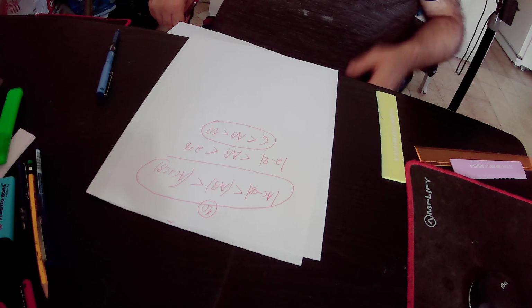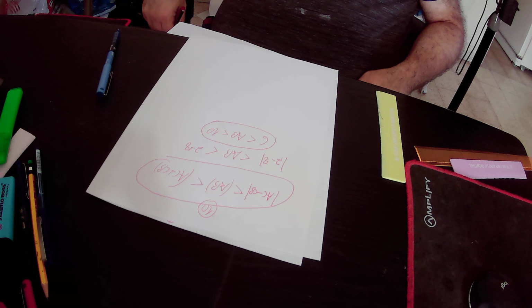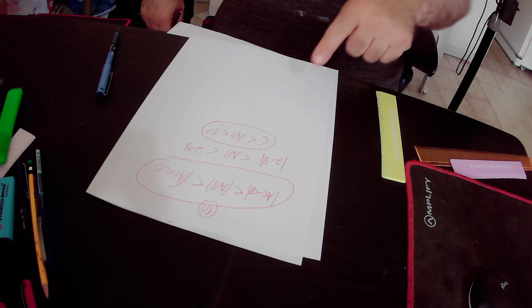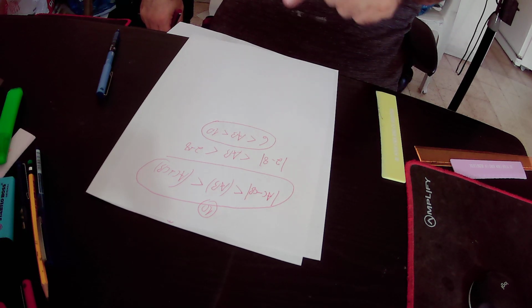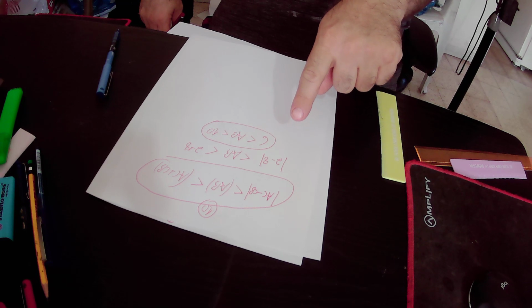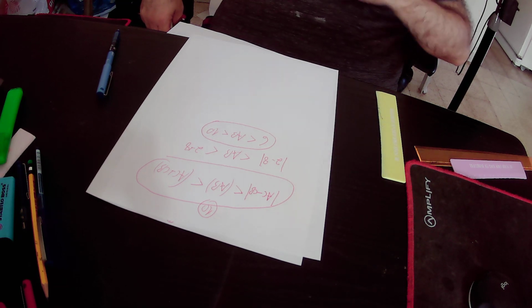The absolute value is actually the distance of the number from 0. The distance of minus 6 from 0 is 6 units. So the absolute value of minus 6 is 6.